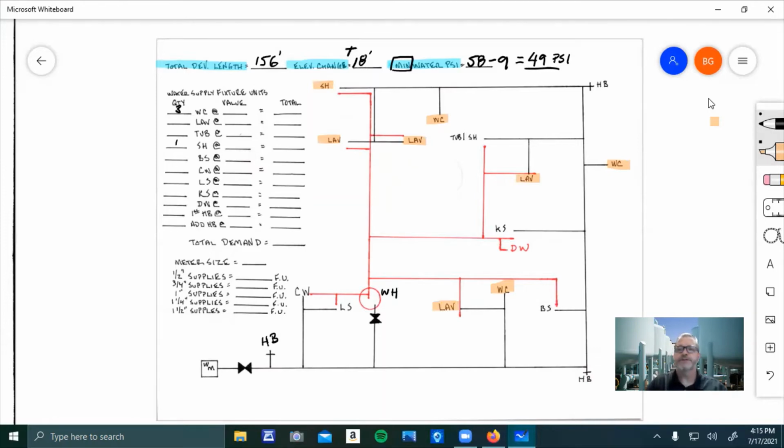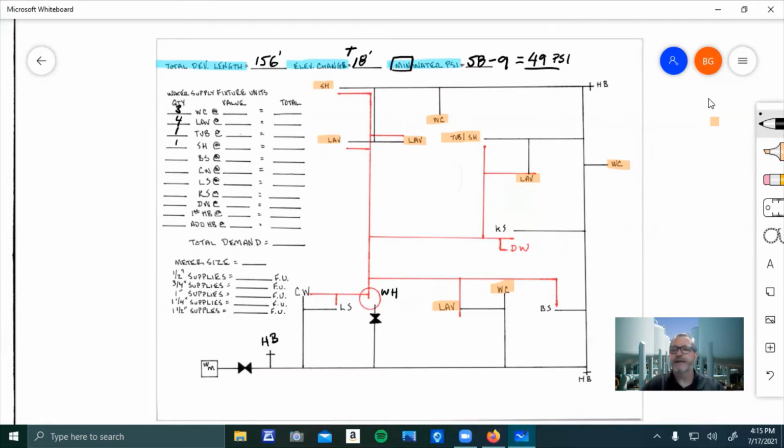Okay, for those of you who don't understand what a lav is, that's a lavatory. That is the so-called sink. And there is a difference between a sink and a lavatory. That's a different lecture. But it's the sink that's in the bathroom. Okay, so we have 4 of those. How many bathtubs or bathtub and showers do we have? We have 1 right there.